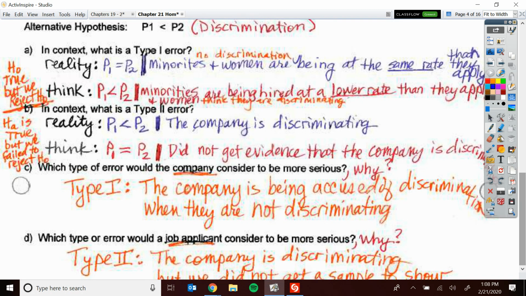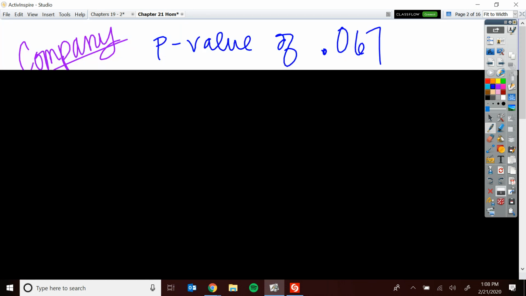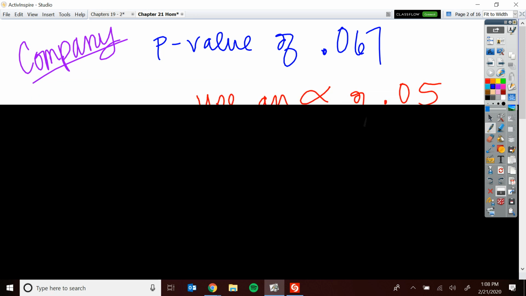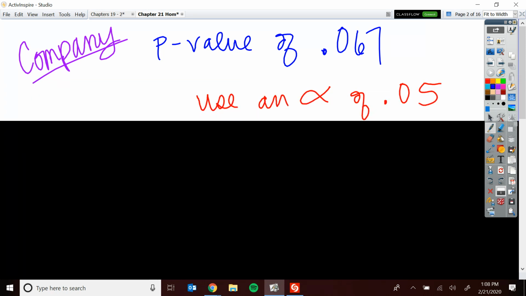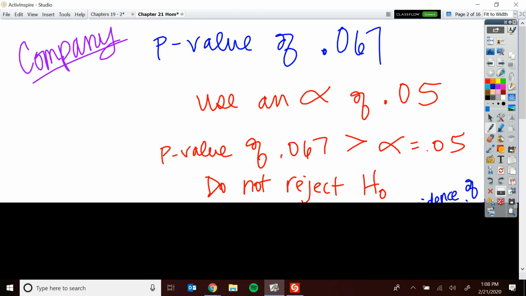So consider this. What if you are the company and you are paying for this, and the survey person gets a sample and a p-value of 0.067. Look what happens if the company used an alpha of 0.05. What would be the result with a p-value of 0.067? You would fail to reject the null hypothesis. You do not reject the null.